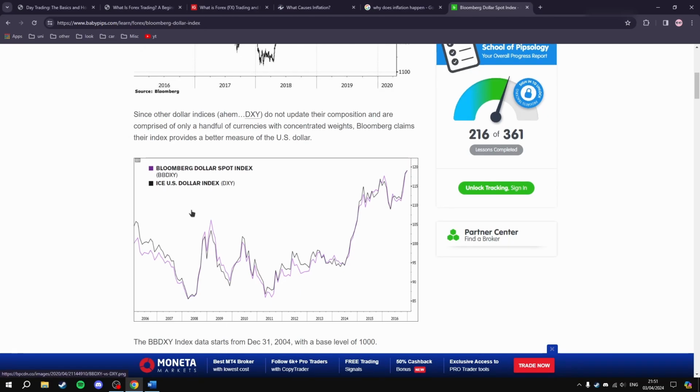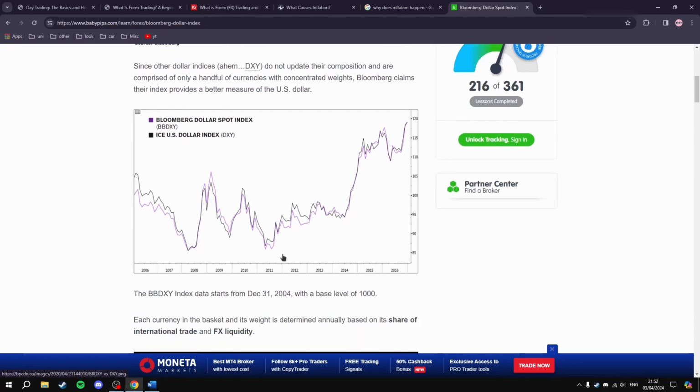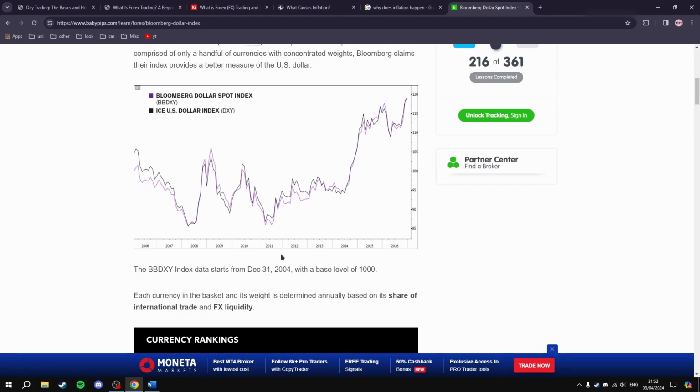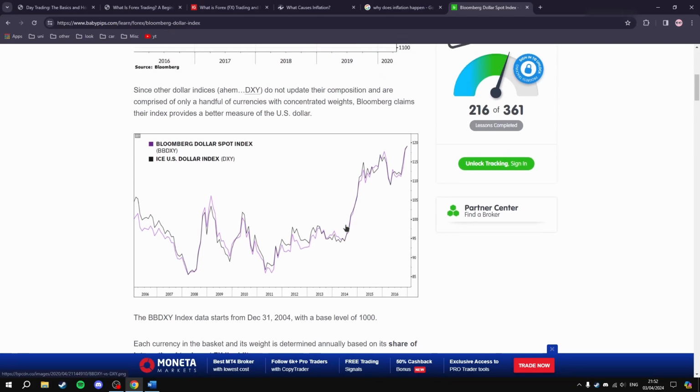Bloomberg dollar spot index and the ICE US dollar index. So Bloomberg is the pink one, the ICE is the black one. We can see the Bloomberg one is lower in some cases than the ICE dollar index, and sometimes the ICE dollar index is higher than the Bloomberg dollar spot index as well. So the BBDXY index data starts from December 31st, 2004 with a base level of 1,000.